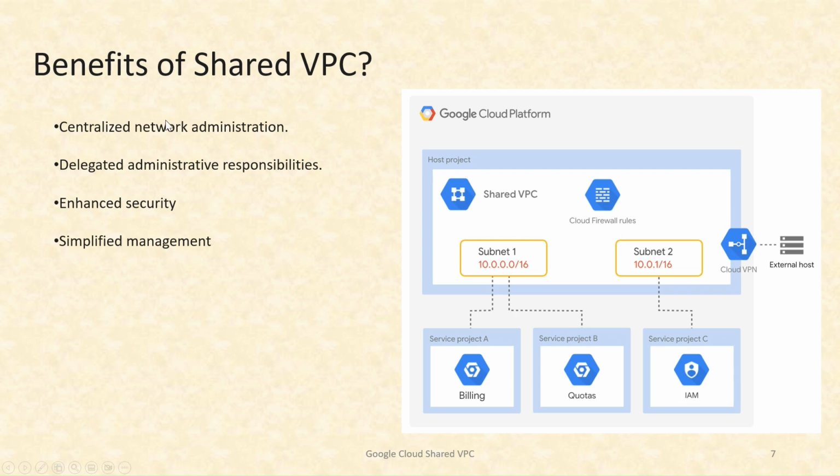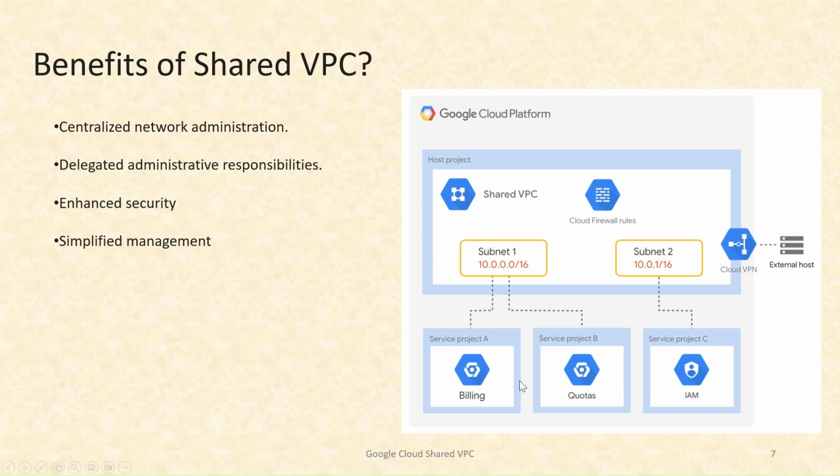So, what are the benefits of the shared VPC? It is centralized network administration, right? Your network team will manage all the routings, firewall rules, and network subnets from the central project, so they don't need to log into each of the service projects. They will manage it from this project only. And you can delegate administrative responsibility rights.